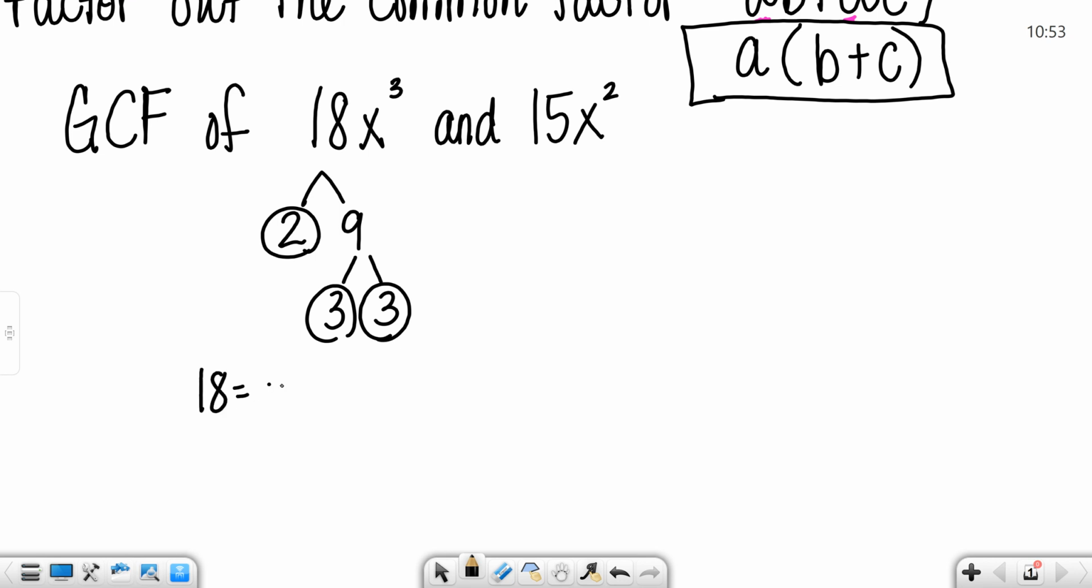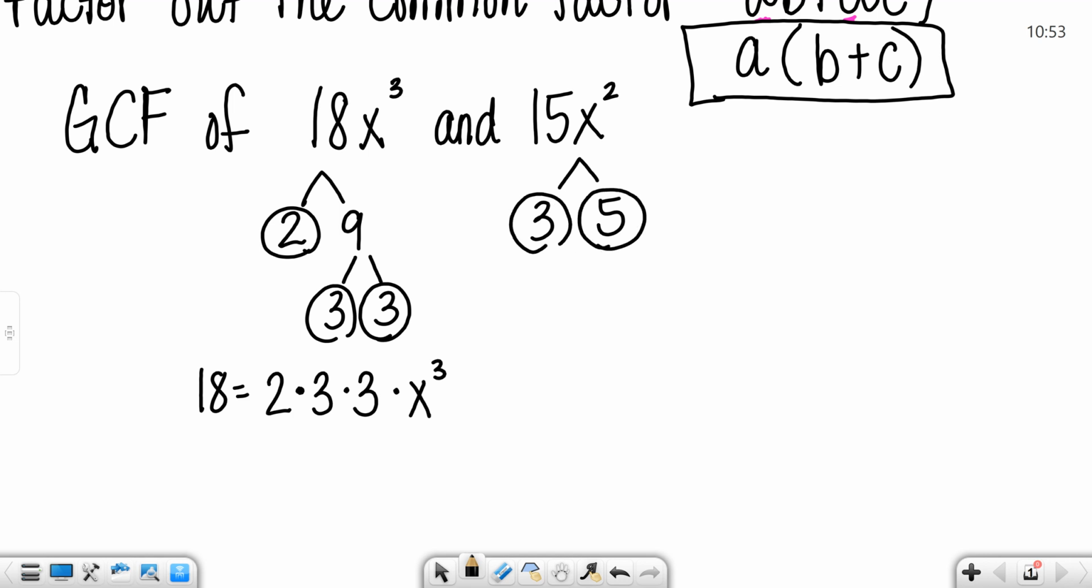So 18 is 2 times 3 times 3, and I had x cubed up there, so I also need to include that. Now I'm going to do the 15. I know that 15 is 3 times 5. Nothing else goes into 3 or into 5, so we call those prime numbers. So we have 3 times 5, and we still have the x squared. Now all I've done so far is write out some prime factors.